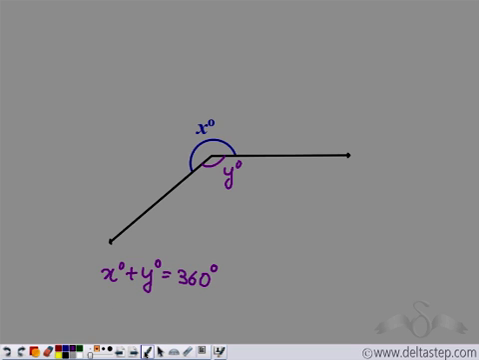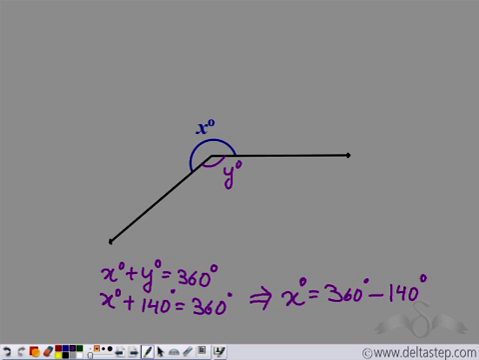So x degrees plus 140 degrees is equal to 360 degrees. This gives us x is equal to 360 minus 140 degrees, which is equal to 220 degrees. So angle x is equal to 220 degrees. And this is how we measure reflex angles, that is angles greater than 180 degrees. So we can use a protractor to draw angles, and we can use a protractor to measure angles as well.